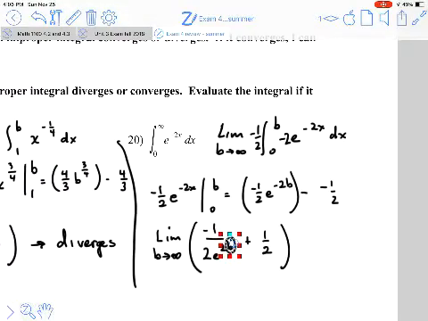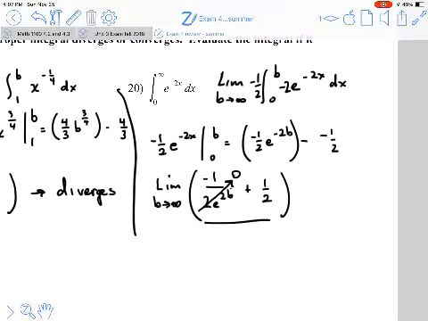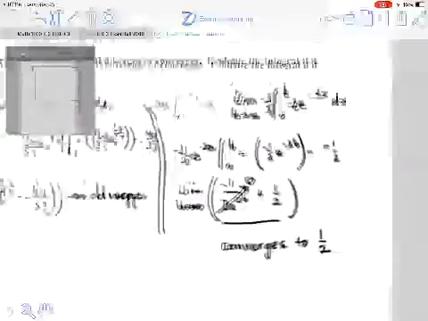Now, as we plug values in for b that are getting bigger and bigger and bigger, the denominator itself is getting bigger and bigger and bigger, but the numerator stays negative 1. So we have a fraction where the denominator is getting bigger, but the numerator isn't. What that means is the whole fraction is getting smaller and smaller and smaller, converging towards 0. So as b tends towards infinity, the expression becomes 0 plus 1/2. So the whole expression converges to 1/2.